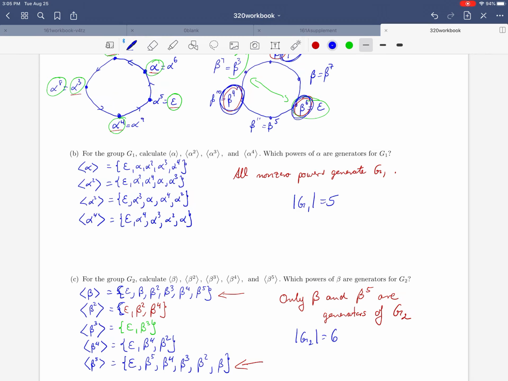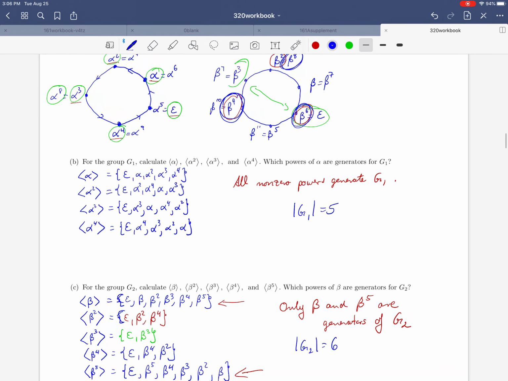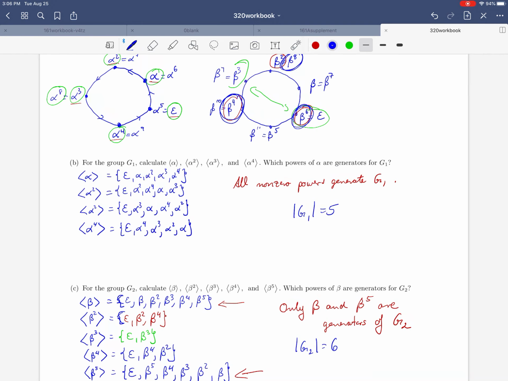And so what you may observe is that there's one big difference between 5 and 6. 5 is prime, 6 is definitely not prime. So what happened when we went around the pentagon is when we took powers of our rotations, eventually we picked up every single power. We never hit on the identity before we picked off all the other powers.